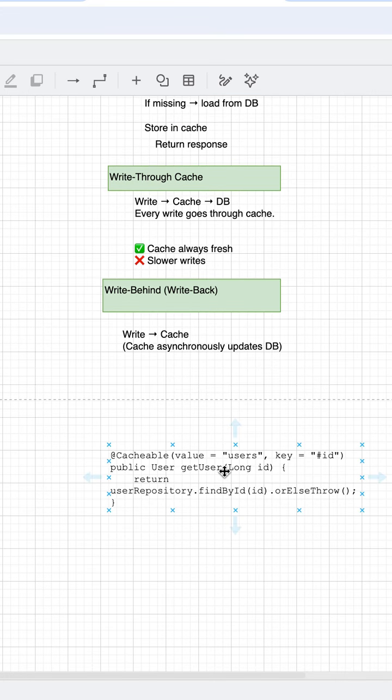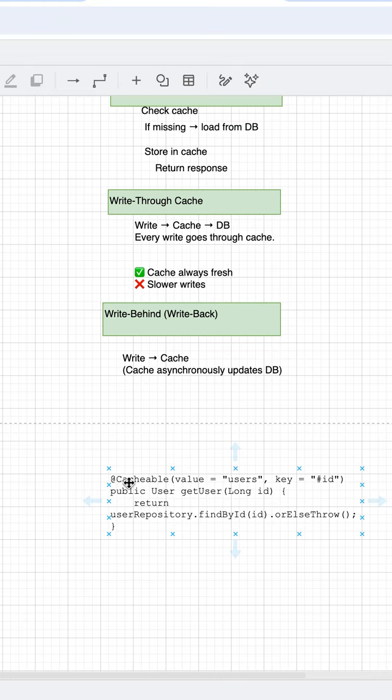And in Java Spring Boot code, there is a @Cacheable annotation which we use to get the data from the cache in case of cache hit or cache miss.